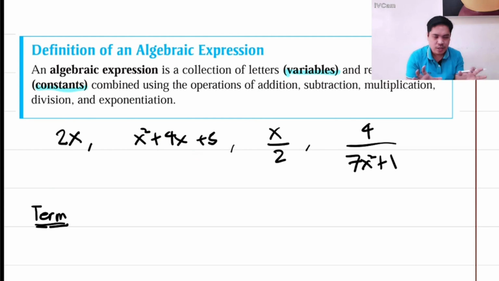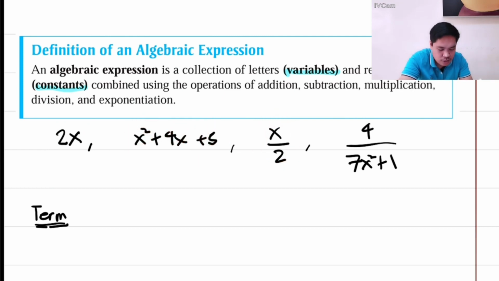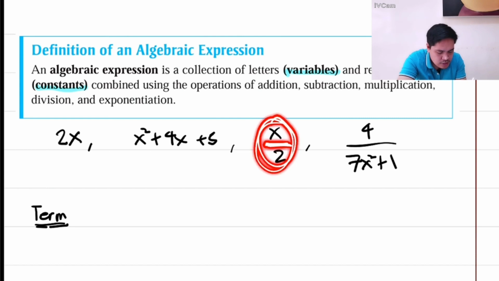So pag separated siya with that, yung sineparate na yon are terms. So this is just a single term. This is composed of three terms. 1, 2, 3. This is just a single term because the operation here is division. Okay, this is not two terms. Kay division man siya. So this is just a single term. Half of x is a single term.